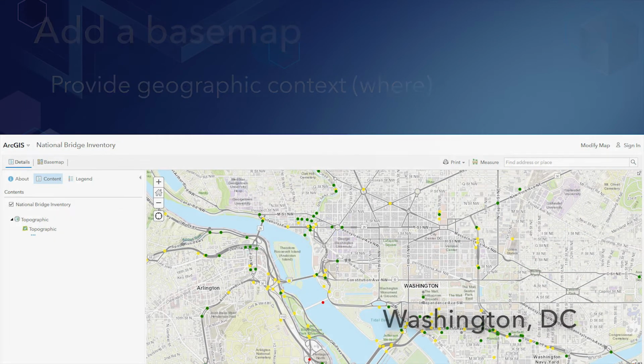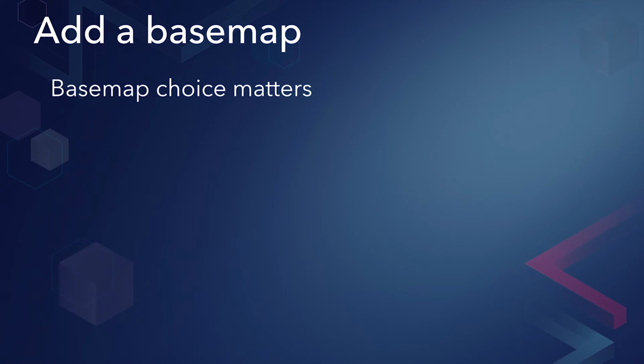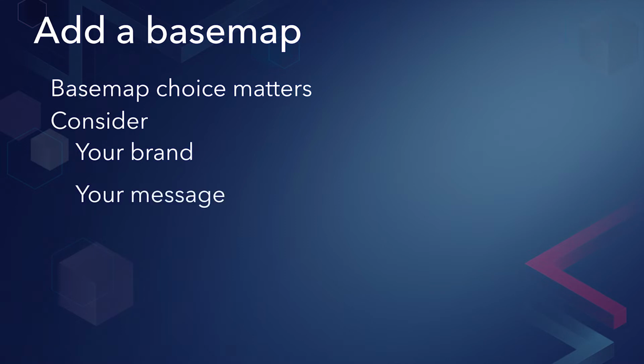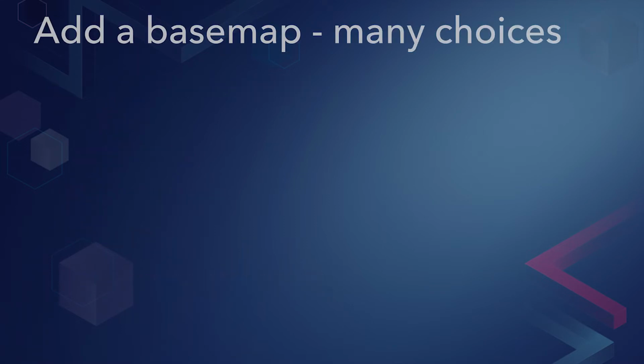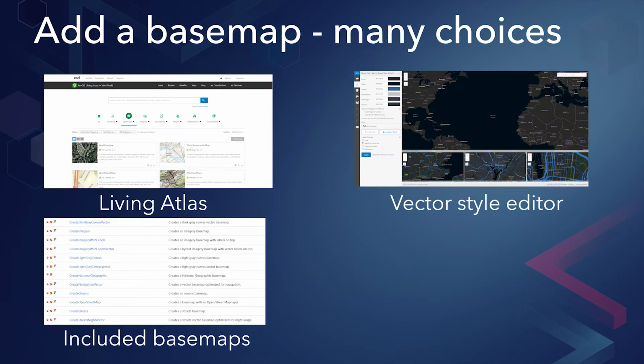The base map you choose is important because it provides the background on which your content will be displayed. Consider your brand, message, data, and operational needs to choose a base map that makes sense for your app. You can search for a base map on ArcGIS Online, customize your own vector base map to perfectly fit your brand, or use a default base map as part of ArcGIS Runtime.